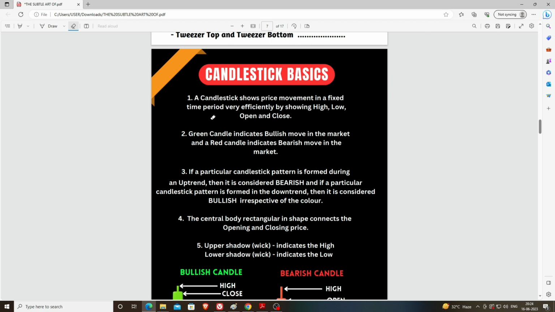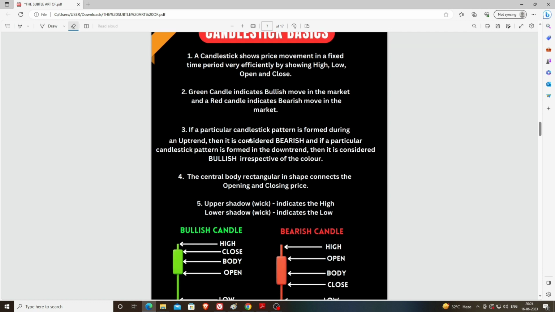So whenever price increases from a particular point in the market, for example, the price increases from rupees 5 to rupees 10, the candlestick will give a green signal. Okay, it will form a green candlestick. And if the market moves below a certain price point, it will give a red candlestick or a bearish signal. So if a particular candlestick pattern is formed during an uptrend, then it is considered bearish.